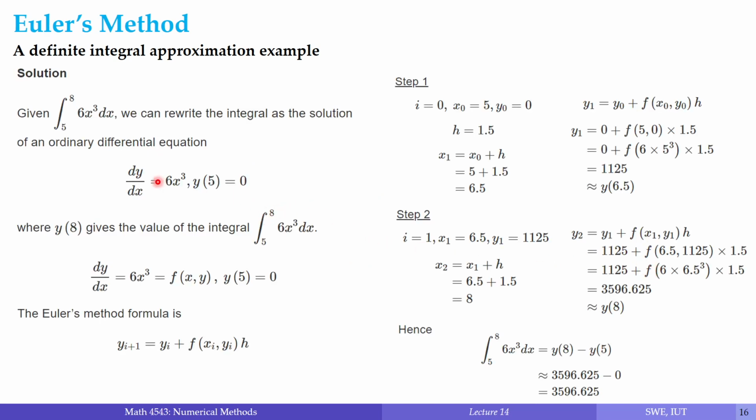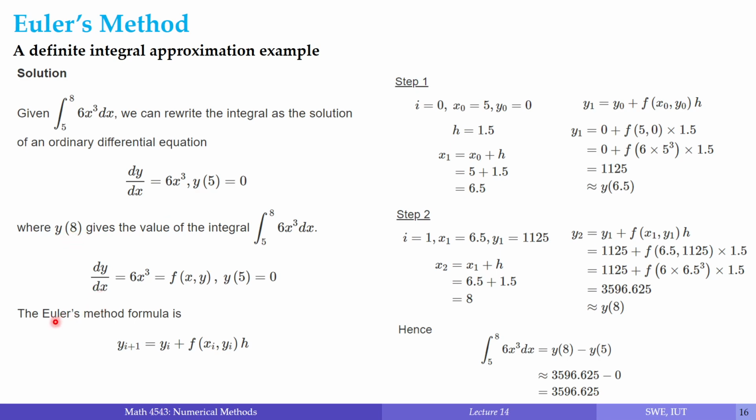The first order of things is to cast this integrand as a first order differential equation. So we set dy by dx equals 6x cube, because we are integrating 6x cube over here. The value of the lower limit is 5, and we are taking the antiderivative function's value at the point 5 to be 0. These two are our initial presumptions. Now that we know these two, we can apply Euler's method. Our theory tells us that the antiderivative's value at the point 8 will give us our final answer. So our target is to find the value of y 8.